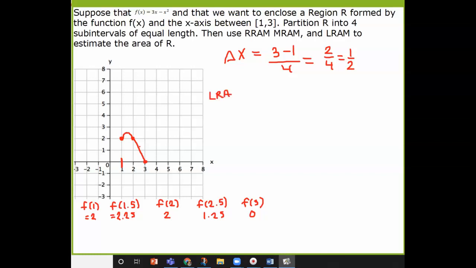So my LRam is 1/2 because that's not changing. And we're picking the left endpoints. So 2, 2.25, 2, and 1.25. So 2, 2, and 2 gives you 6, plus another 1 gives you 7, and then adding up your 2.25s, you'd get 7.5, and then you have to cut that in half, which is 3.75.